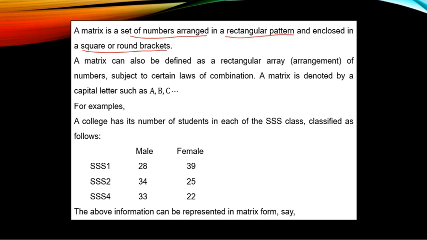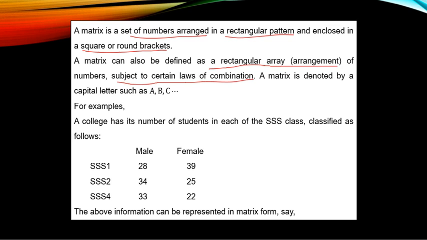That is one. Secondly, a matrix can also be defined as a rectangular array. Array means an arrangement of numbers subject to certain laws of combination. Maybe such a law can be that you should start from the least to the highest, or from the highest to the least, or a mixture of both.